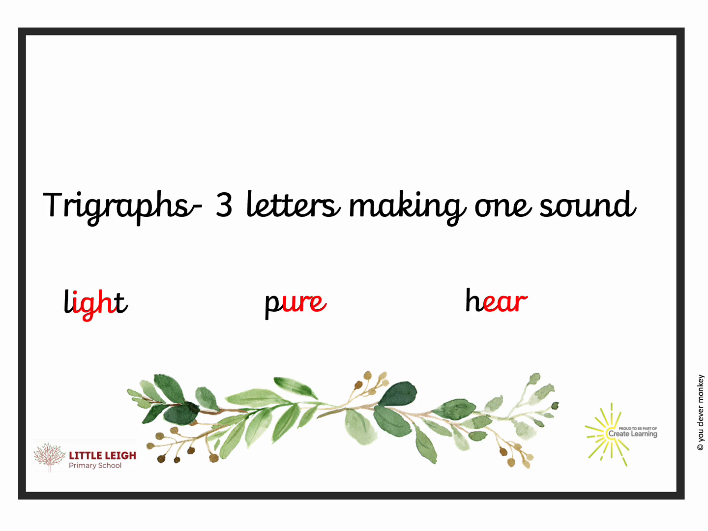With trigraphs, it's three letters making one sound. It's very similar to digraphs, but just adding another letter. So with light here, we've got the I trigraph, the IGH come together to make the I phoneme. And pure, you've got the U, R, and E come together to make the your phoneme. And finally, with here, you've got the ear trigraph. So you have the E, A, R come together to make the ear phoneme.